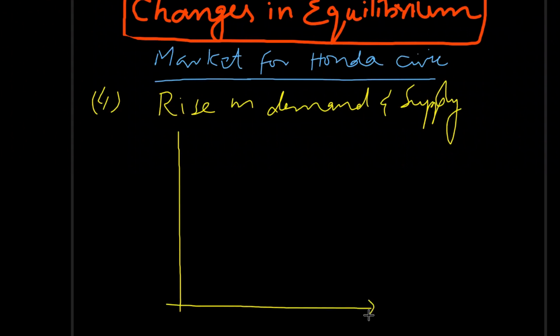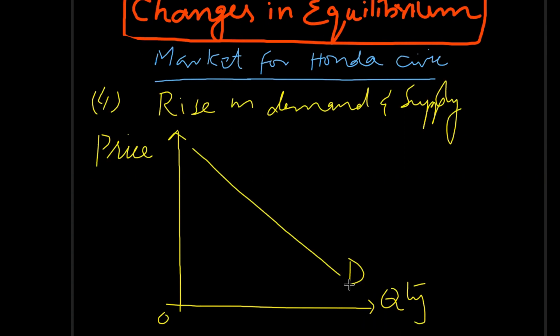And the next situation is rise in demand and supply both. Repeat the same process. We need initial equilibrium, and for initial equilibrium we need to draw demand and supply curves where equilibrium is at point E.